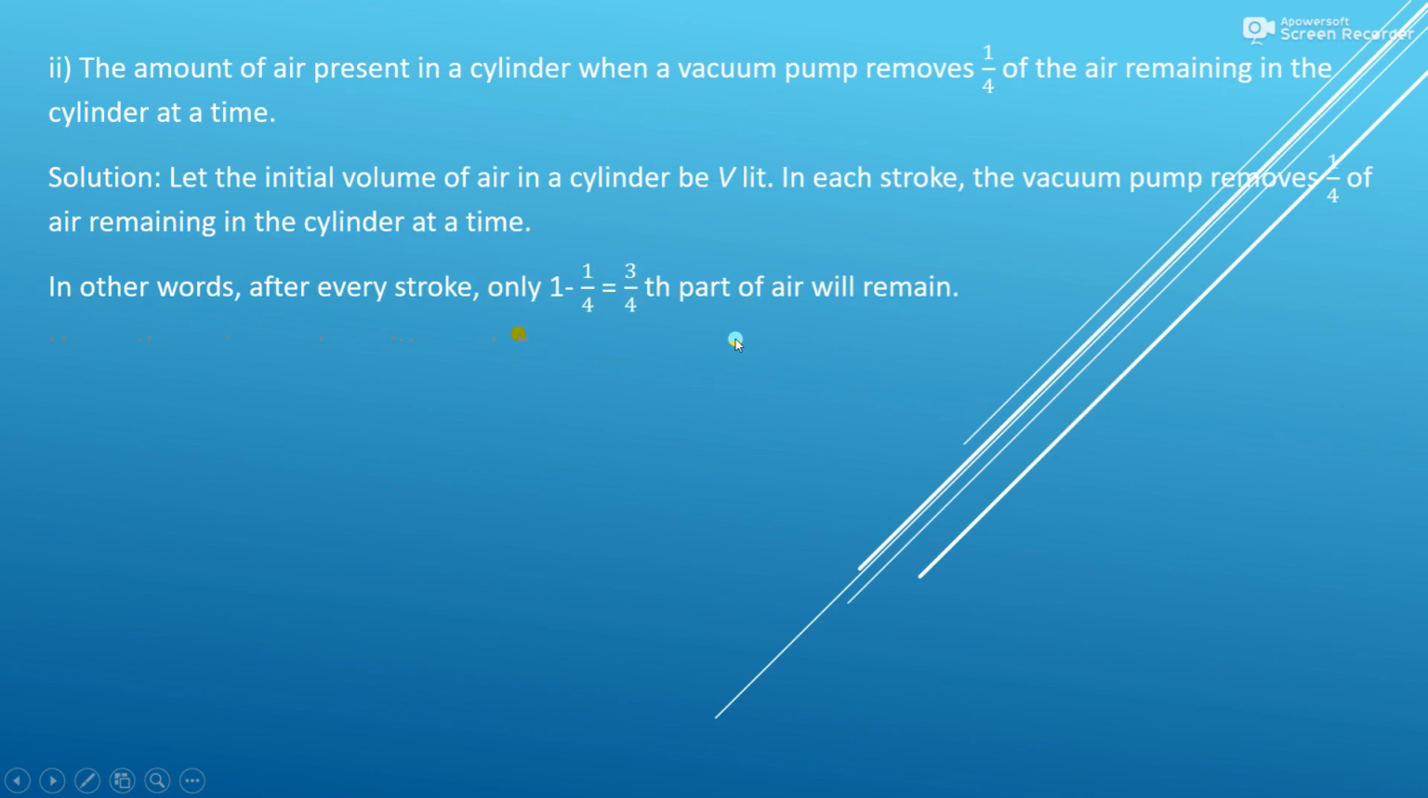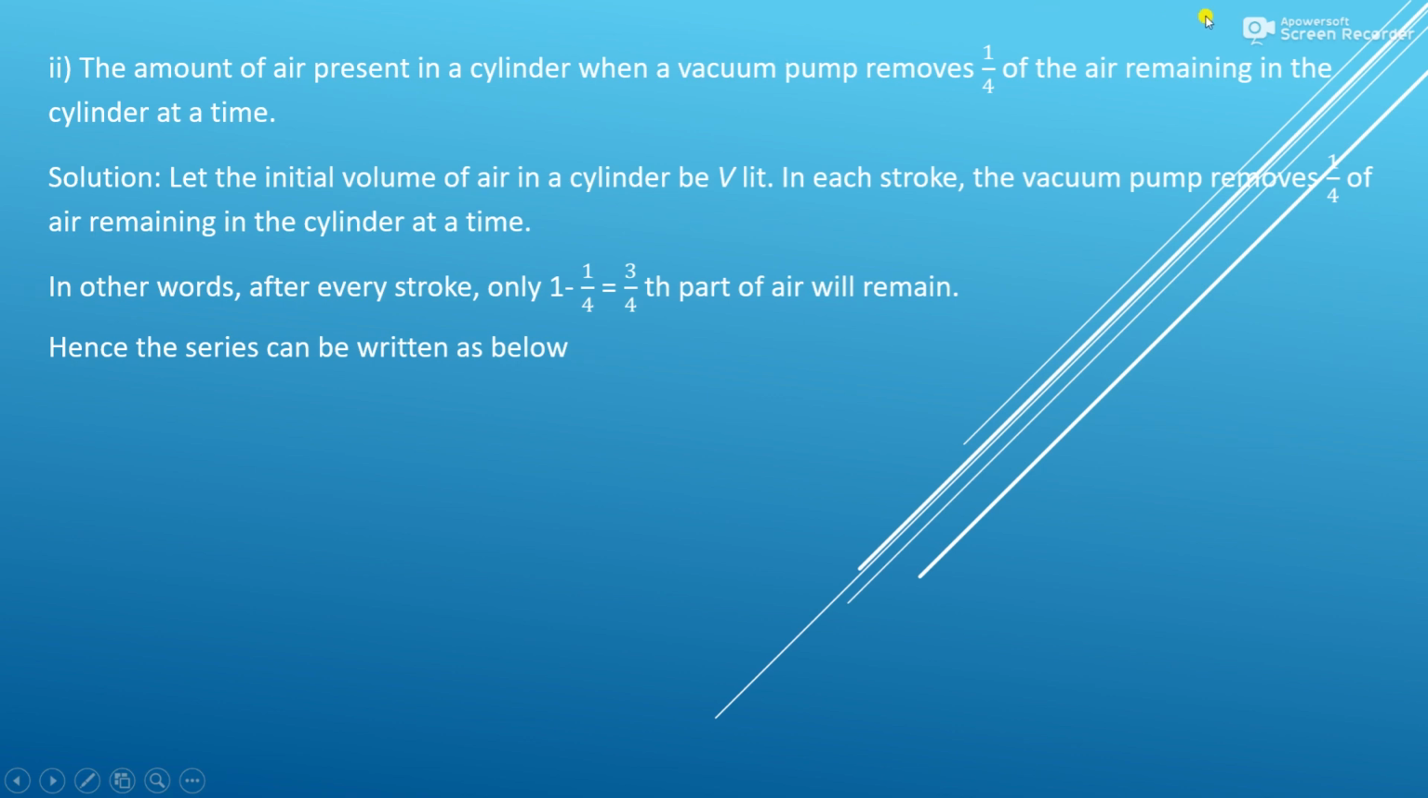Second question: the amount of air present in a cylinder when a vacuum pump removes 1/4 of the air remaining in the cylinder at a time. A cylinder is there, and using a vacuum pump we are removing 1/4 of the air at one stroke, and we have to find out whether it forms an AP or not.